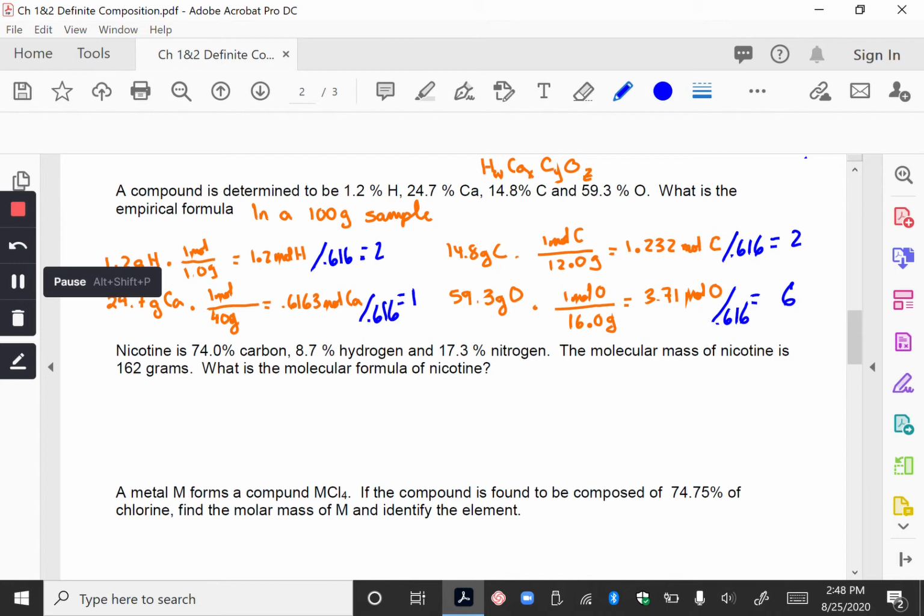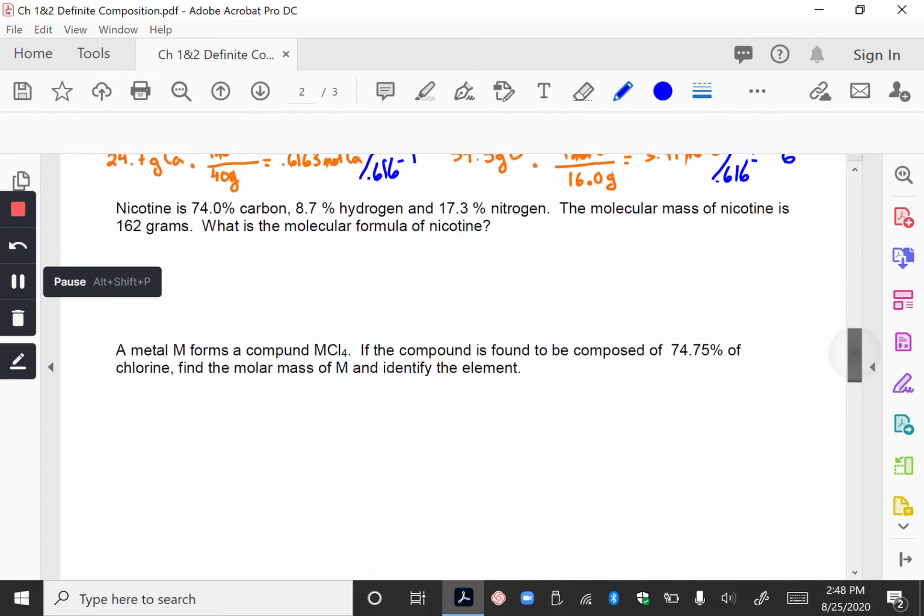So my empirical formula then would be H2, calcium, just one of those, C2, and then O6, and that is my empirical formula. All right, let's take a look at the next one here.